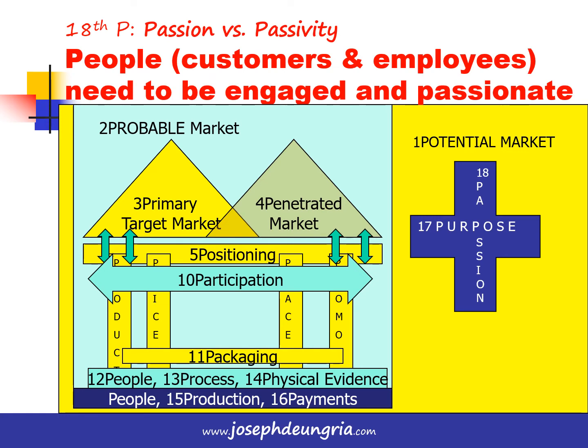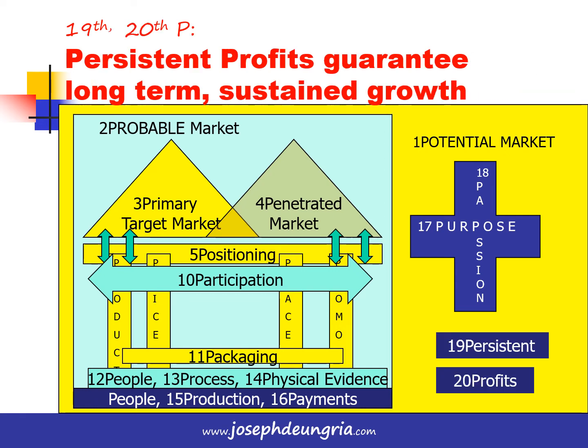And the 18th P is that people should be passionate about that purpose. They should want it to be done, and they should be engaged in the achievement of that purpose. Okay. Now, if you are able to achieve or aim for that purpose with a passion, the net result are the 19th and 20th P, which is the persistent profits. So one, you'll be profitable, but the nature of your profit is it will be persistent.